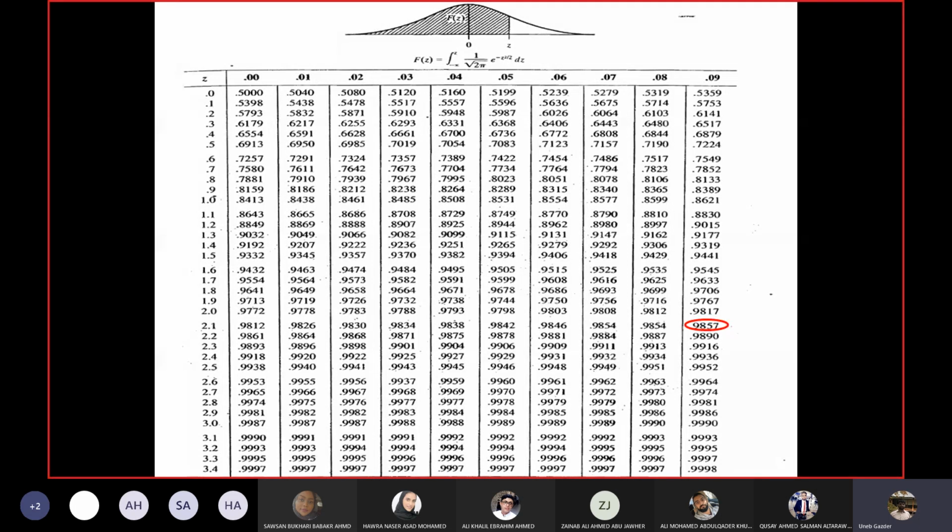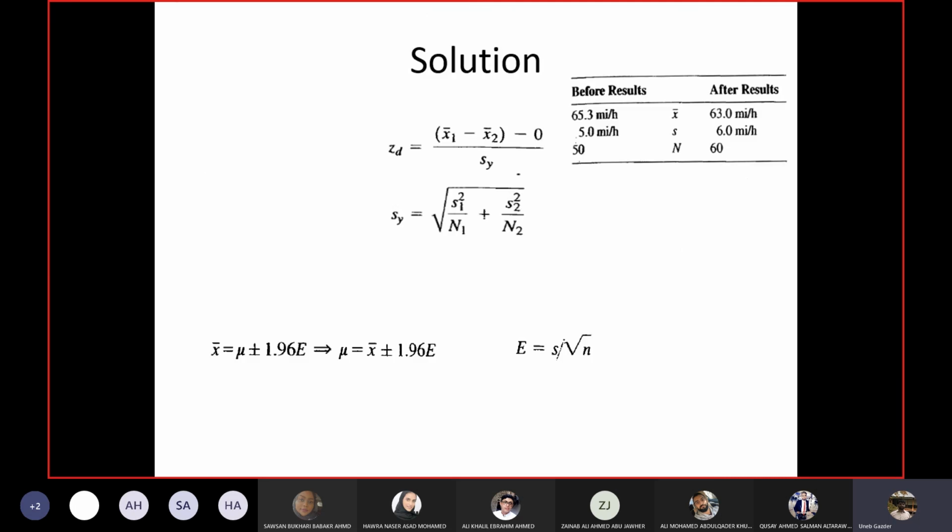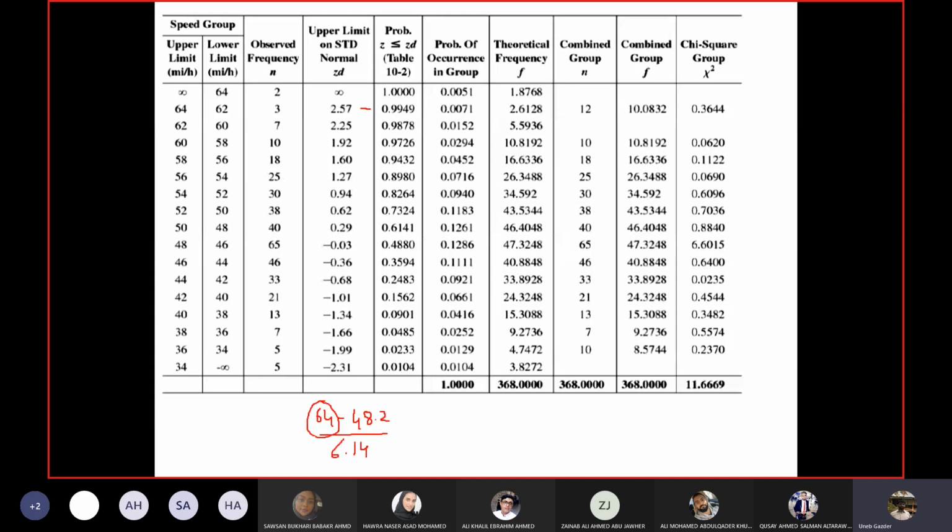The next value in the table was 2.57. So just to refresh your memories, 2.5 from the first column, you come to this row. 0.07 from the first row, you come to this column. Okay, so the cumulative probability is 0.9949. This is how you read the z table. You come here. So 2.57, you can see 0.9949. Same thing for 2.25 and so on.